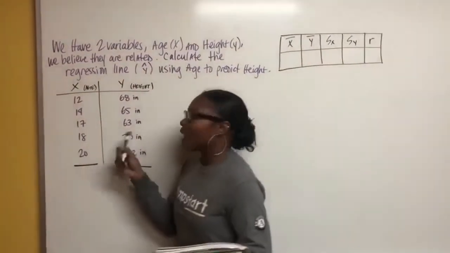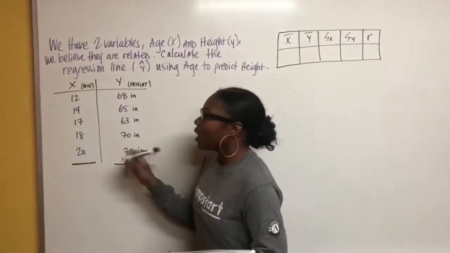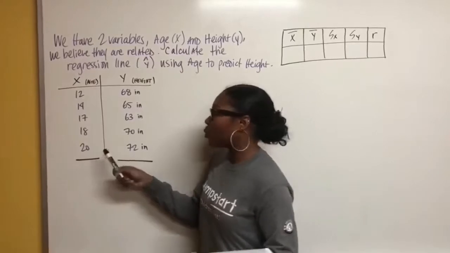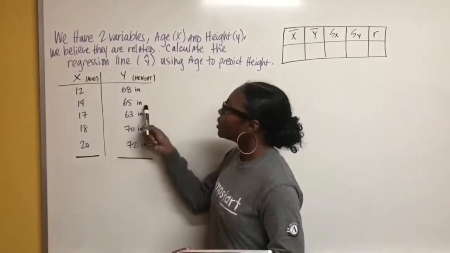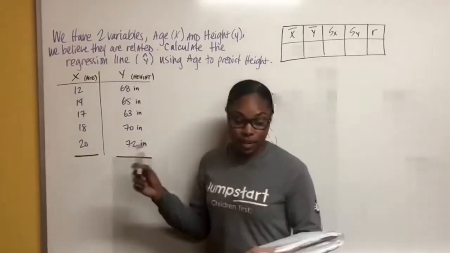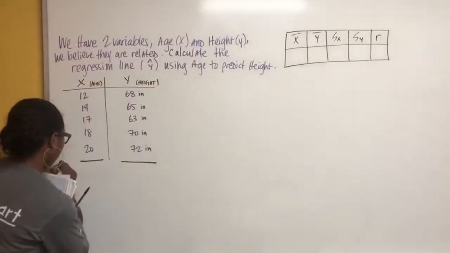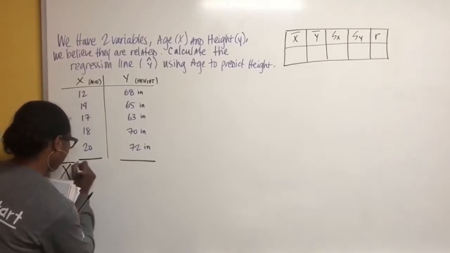So for our x we have a sample of 5. For our x it's 12, 14, 17, 18, and 20. And for our y it's 68, 65, 63, 70, and 72. So for our x, we're going to sum our sample.